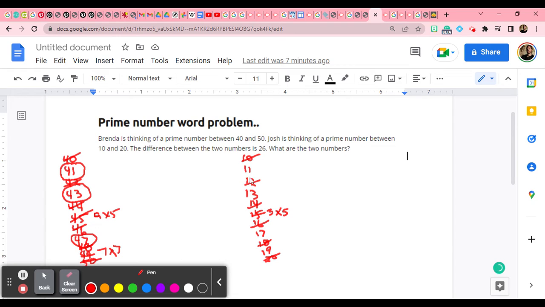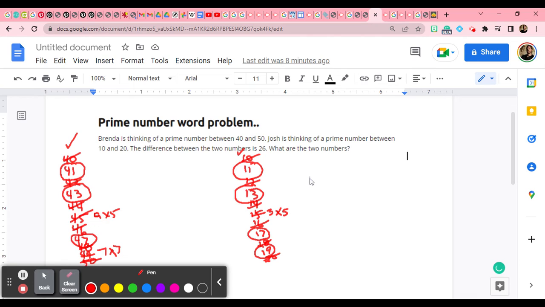We have 11. I can't get to 11 any other way but 11 times 1. 13, I can't get there either. 17, I can't get to 17 any other way. And I also can't get to 19. Now we have our prime numbers circled. So now we need to figure out how to subtract one in this group from one of these and get 26.